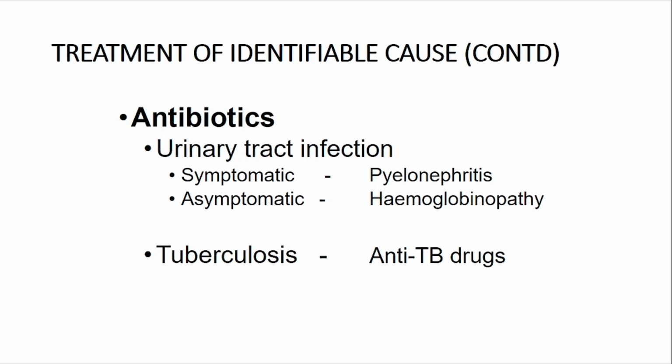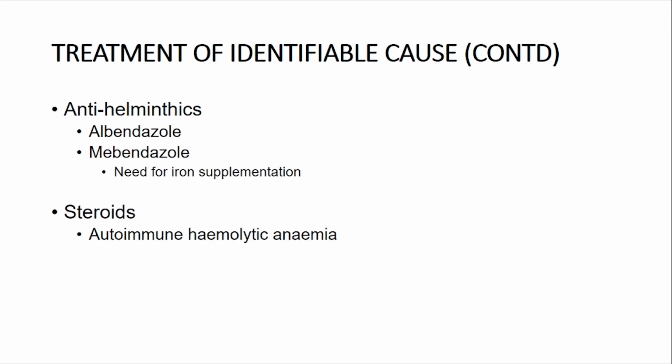For patients that have urinary tract infection as the cause, antibiotics are going to be given to the patient. Patients that present with symptomatic pyelonephritis need to be treated with appropriate antibiotics. And also, a patient that has tuberculosis, anti-tuberculous drugs need to be prescribed for the patient. For patients that have hookworm infestation as the cause of the anemia, anthelmintics will be prescribed, for example, albendazole, mebendazole. And also those that have autoimmune hemolytic anemia as the cause could benefit from steroids.